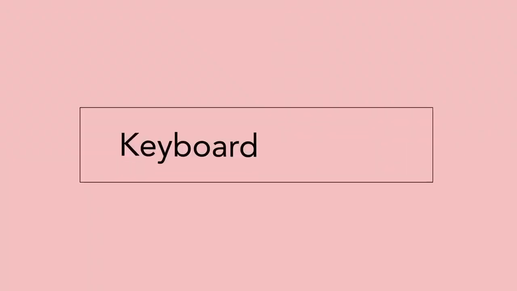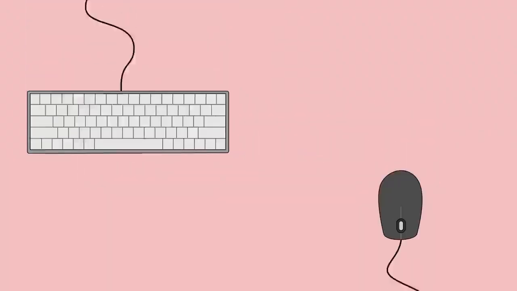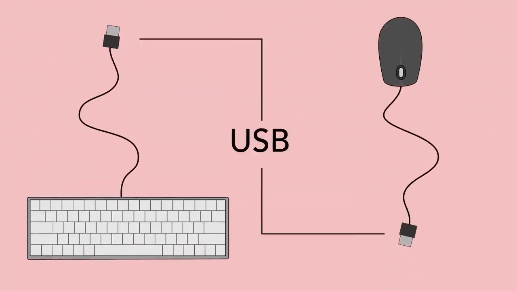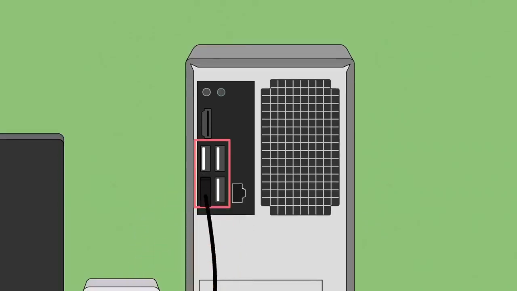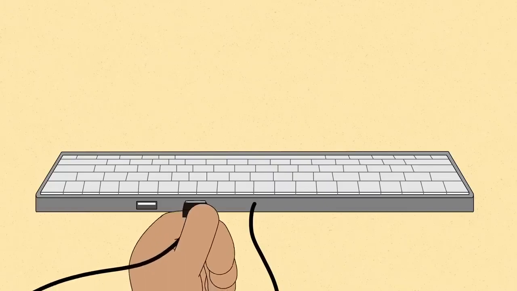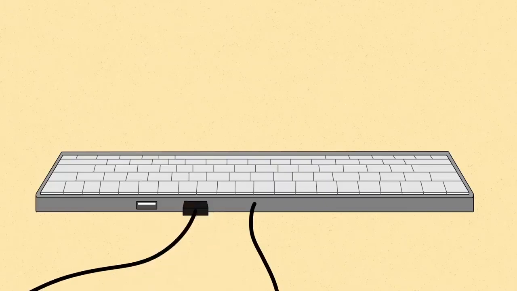Now it's time to plug in your keyboard and mouse. If they're wired, they most likely have a USB connector, so you can use any of the ports you see here. You could also plug your mouse into the USB port on your keyboard if it has one.